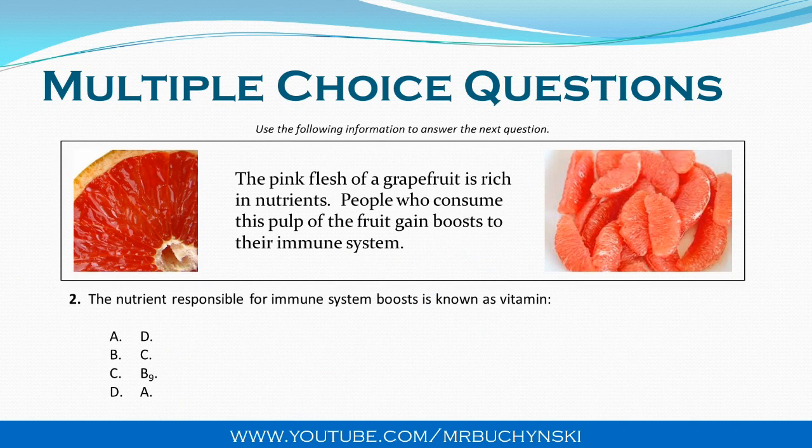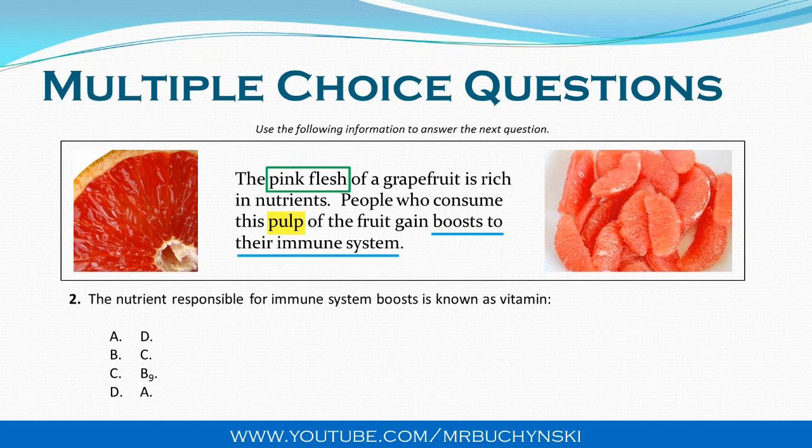Use the following information to answer the next question. So I'm going to read and highlight any important things. The pink flesh of the grapefruit is rich in nutrients. So I see that the pink flesh is the part that's rich in nutrients. That's probably something to remember. So it continues on to say that people who consume the pulp of this fruit, pulp meaning pink flesh, I think, will gain a boost to their immune system and essentially be prevented from getting a cold. So if I don't want to get sick, I should probably eat lots of grapefruit.